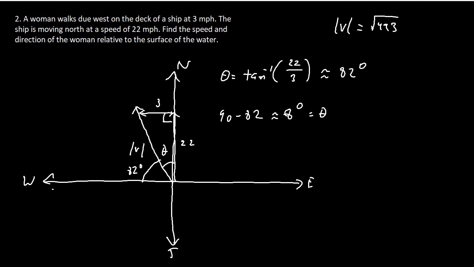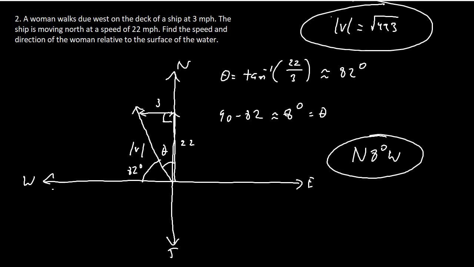Now when we talk about direction of ships, we typically write the direction in terms of bearings. So we started at the north direction here. So let's just go ahead and write north. And then we're going theta to the west. So 8 degrees towards the west. So the way we write this is north 8 degrees west. And that is the direction and the speed of the woman relative to the surface of the water.